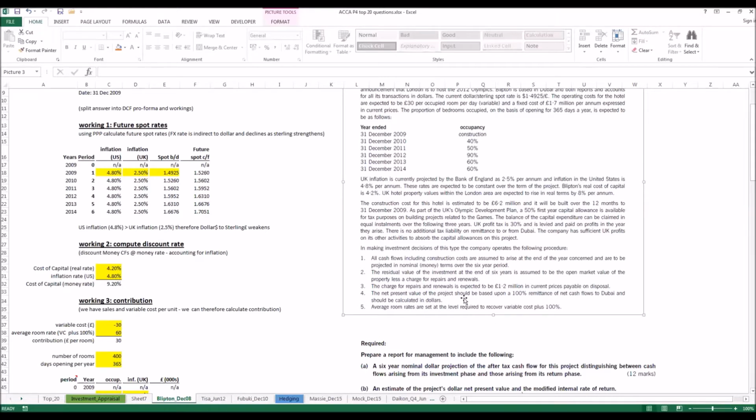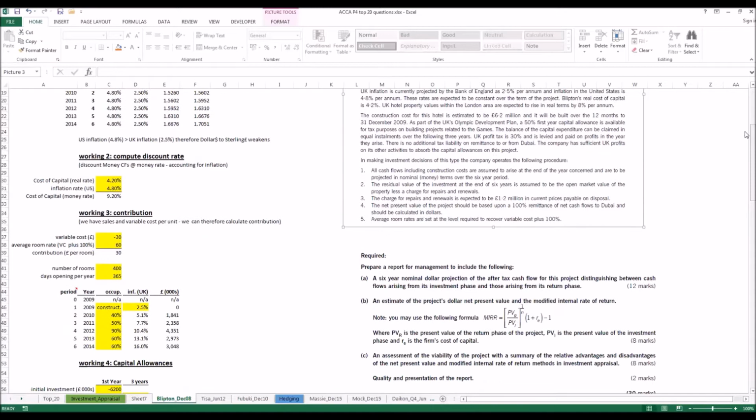The net present value of the project should be based upon 100% remittance of net cash flows to Dubai and should be calculated in dollars. So we're told net present value that we need to calculate in part B has to be calculated in US dollars.